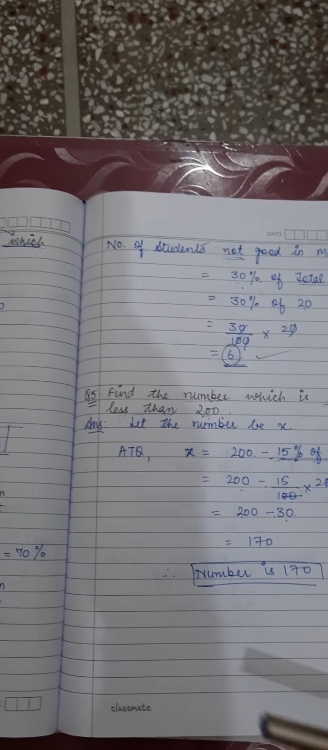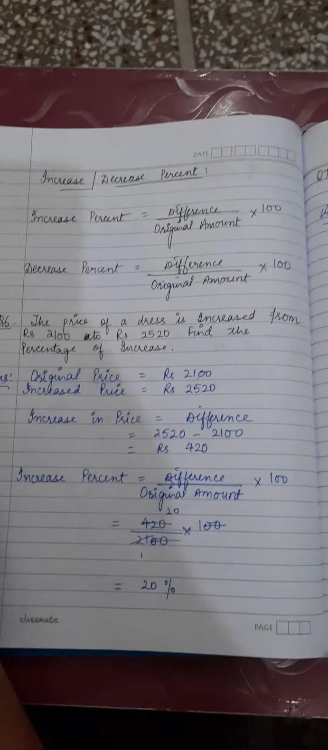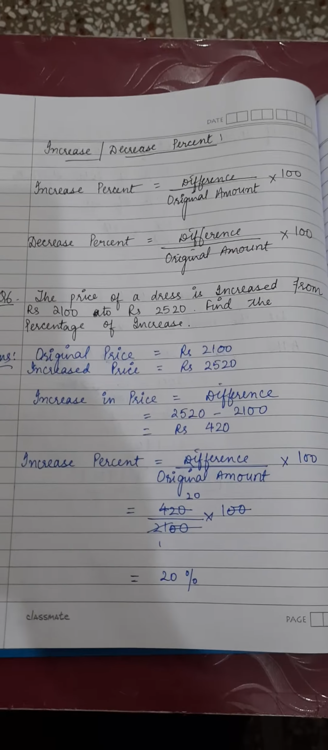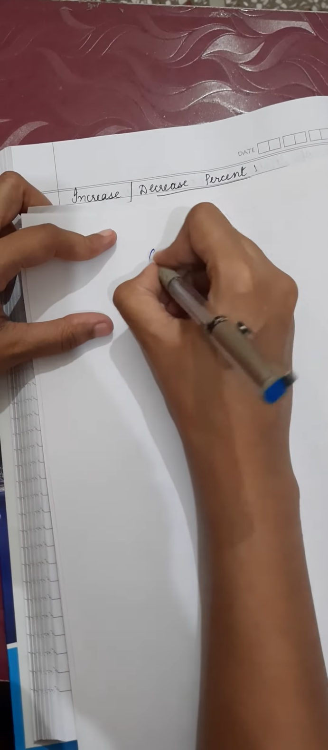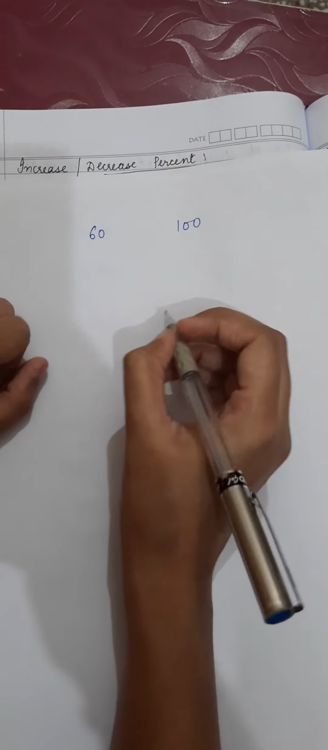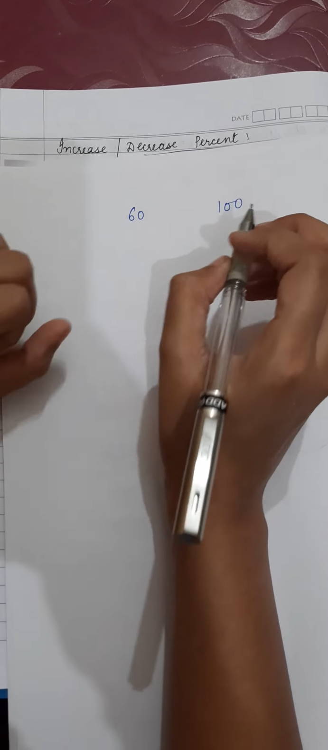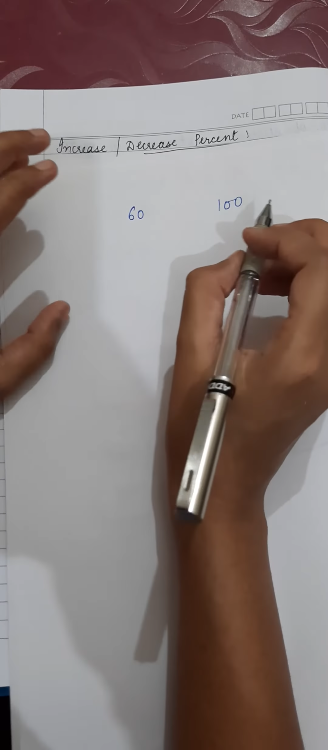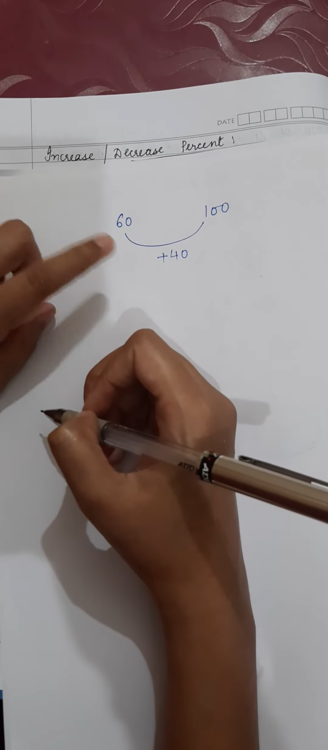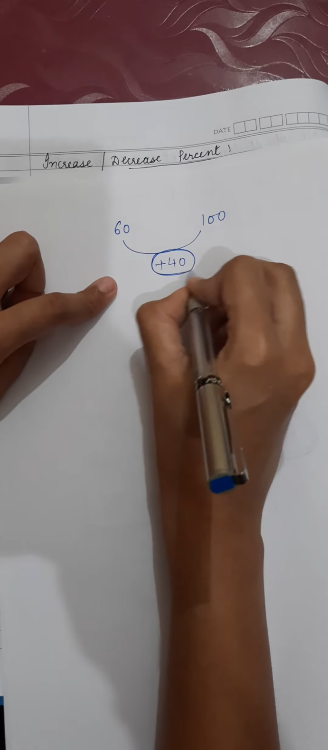Now let's move to question number 6. In question number 6, a different concept will come, and that concept is increase and decrease percent. Before this, I want to explain to you. For example, I earlier had 60 rupees and now I have 100 rupees. Now you can clearly tell me that I have an increase in price of how many rupees? 40 rupees. Right? This 40 is the difference.